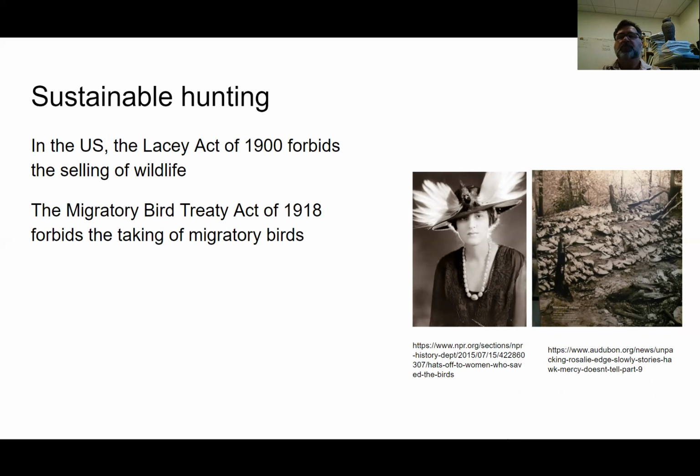And just to describe the photos, the one on the left is a woman's hat with egret wings, and on the right was the wholesale slaughter of hawks at Hawk Mountain. Both of these actions became illegal with the Migratory Bird Treaty Act. And that scene on the right was taken from Hawk Mountain.